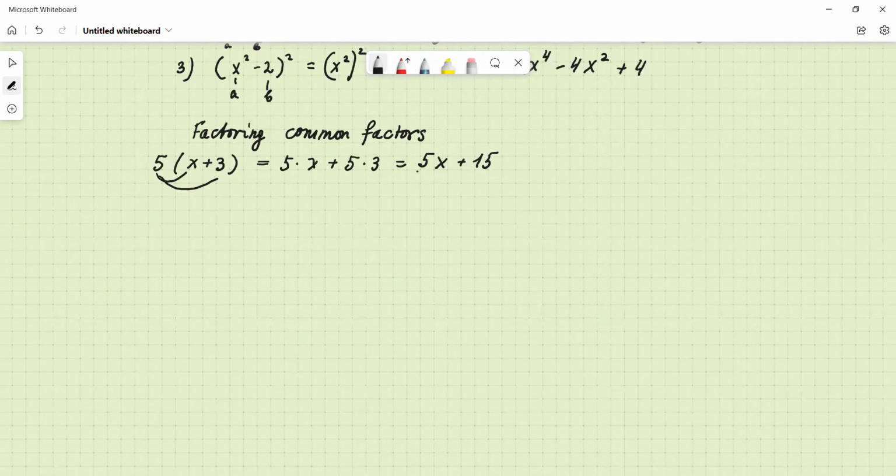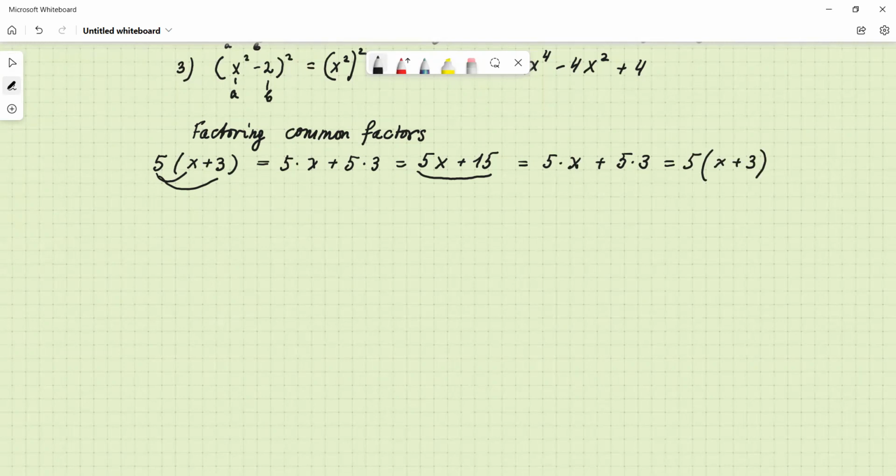Now somebody can give us this expression as initial and ask us to factor out 5. What does it mean? Well, we again represent it as 5 multiplied by x plus 5 multiplied by 3, right? 15 is 5 multiplied by 3. And then we take 5 back outside of the parentheses. From the first term, we have x left over, and from the second term, we have 3 left over. So we factored it back, and we get, of course, the same expression.